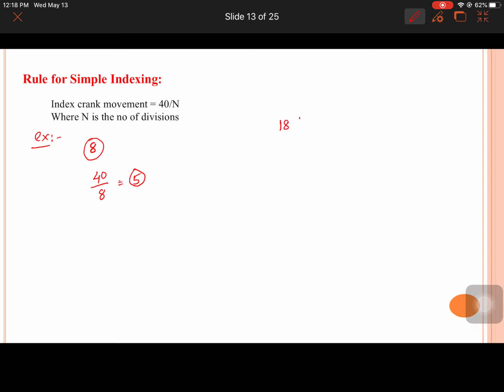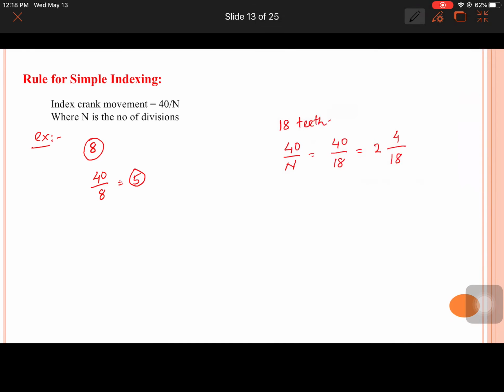So let us take one more example. If I want to get 18 number of teeth on the work part, so I want to produce the gear which is having 18 number of teeth. What is the formula we are using? 40/N. What is N here? N is 18. So 40/18. So here we won't get the whole number. We will get a mixed number, that is 2 4/18.